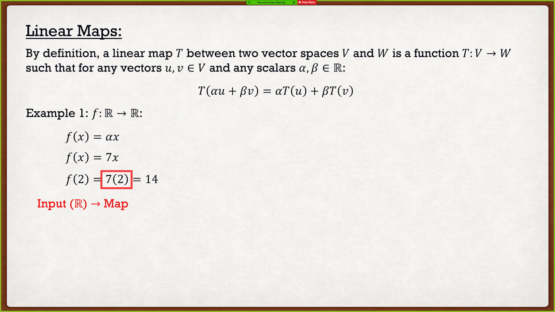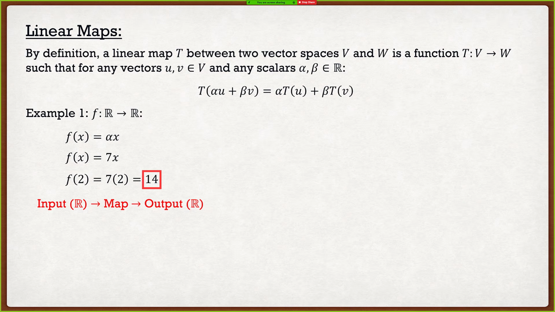What we do is we throw that into our linear map. In this case, it's 7x, so we have 7 times 2, and we are given an output, which is 14. Now if we look at this, our output is again in R. That's why our example is from R to R. We input something from the real numbers.